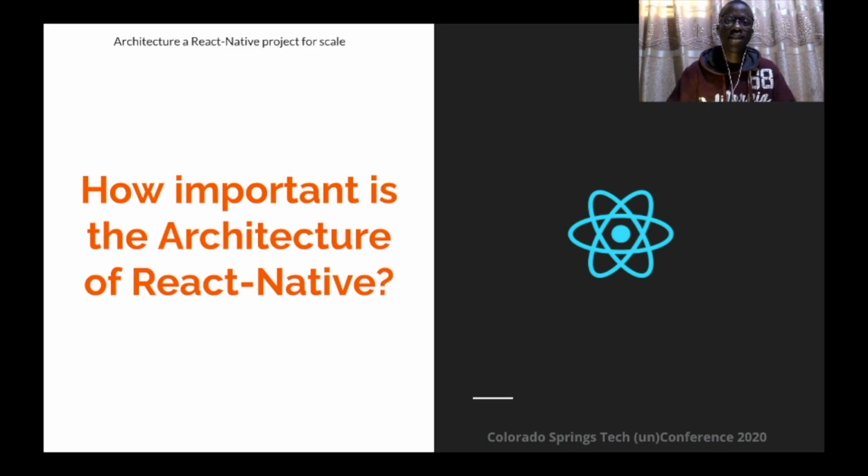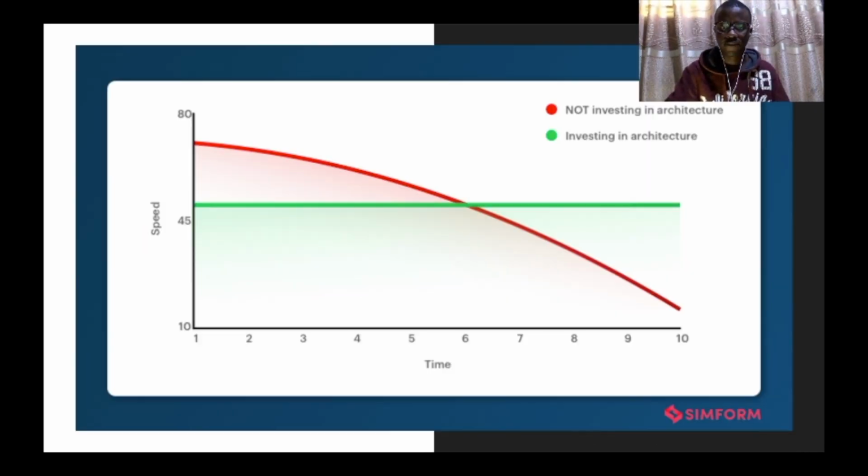To illustrate how important this is, I got a graph from Simform that illustrates the difference in growth when you invest in architecture versus when you don't invest in architecture at all. The green linear progression says it all, while the red shows that it will be a big shot at first, but there's definitely going to be a drop in the future, and that will cost a lot for the business.